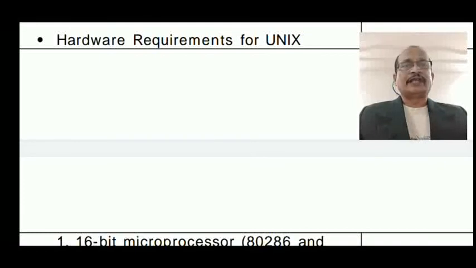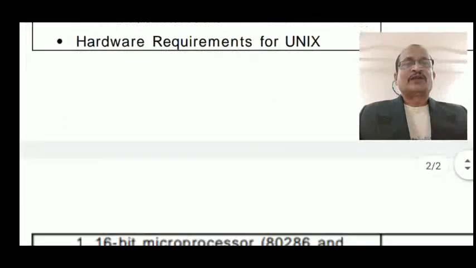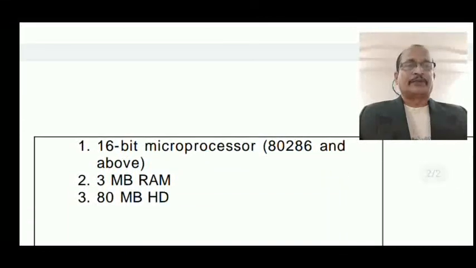Now we are going to see the basic requirements for installation of the Unix operating system. Once you have any version of the Unix operating system, maybe SCO Unix or Sun Unix, you can install it on your computer. What are the basic requirements for installing the Unix operating system on a computer? You must have a 16-bit microprocessor. This is the basic requirement.